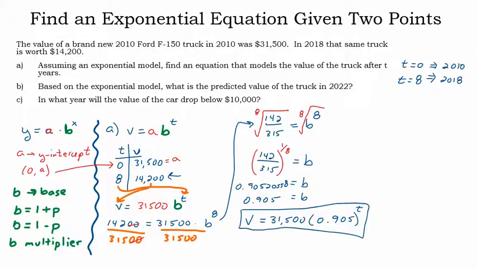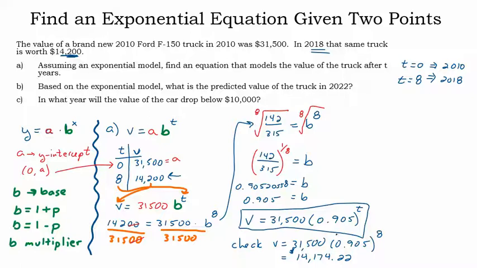Now, just to check this, it would be a good idea to plug in 8 for 2018 into our equation. So V equals 31,500 times 0.905 to the 8th. Now, remember we rounded a little bit, so this isn't going to be perfect. But if you punch that into your calculator, let's see what it comes out to be. Think about what you would expect it to come out to be. I mean, we're hoping it's going to come out to be this. Let's see. When I punch this in, I got $14,174.22. Now, that's interesting because that's, what, $26, $25 off?